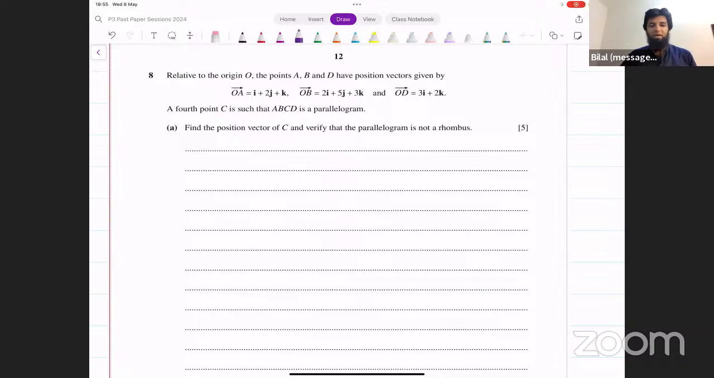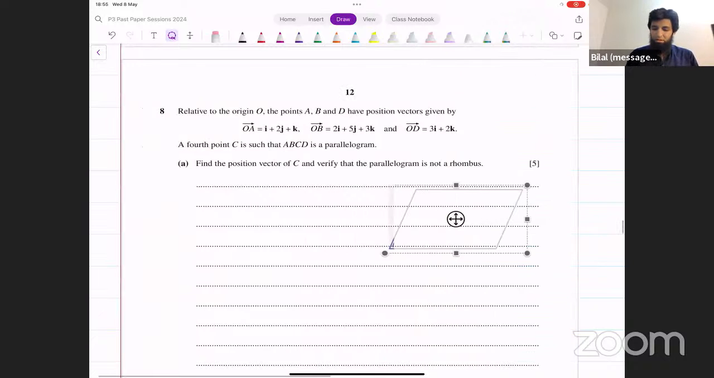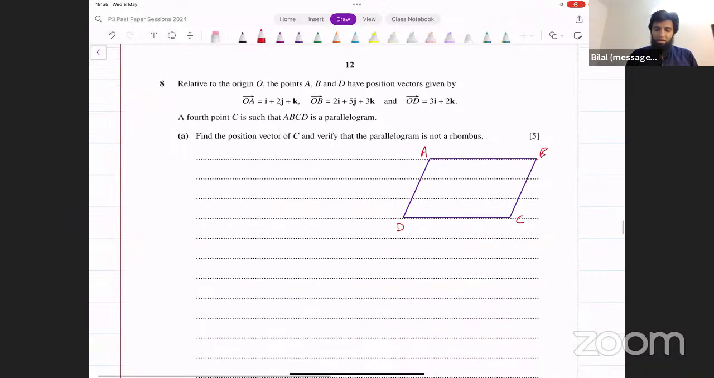So ABCD is a parallelogram. We can draw a parallelogram here that looks like this, maybe. This is a parallelogram. You can mark these points like this. It doesn't matter which order you mark them in. Let's say A, B, C, D. Now, you know OA, OB, and OD. What you do not know is OC, the position vector of the point C.